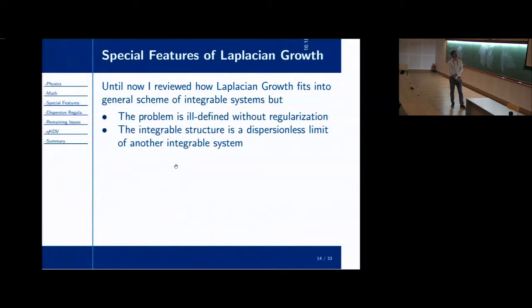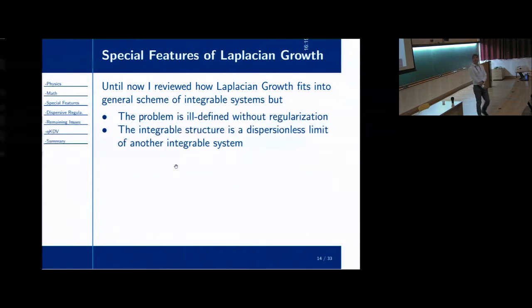And another peculiar thing that I'll talk about later is that the integrable structure is a certain dispersionless limit of another integrable structure. We can think about these Hamiltonians as some semi-classical limit of a system of quantum Hamiltonians. And what I'll talk about later is the fact that these two problems solve each other. So the problem is ill-defined.